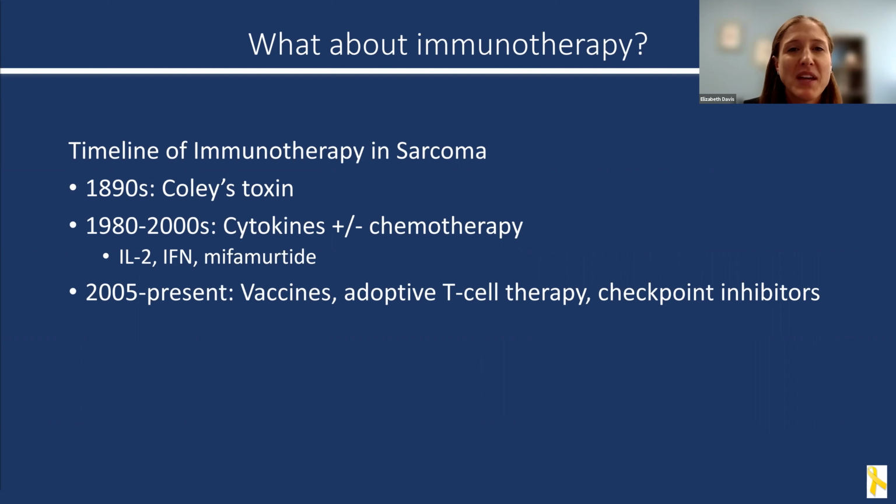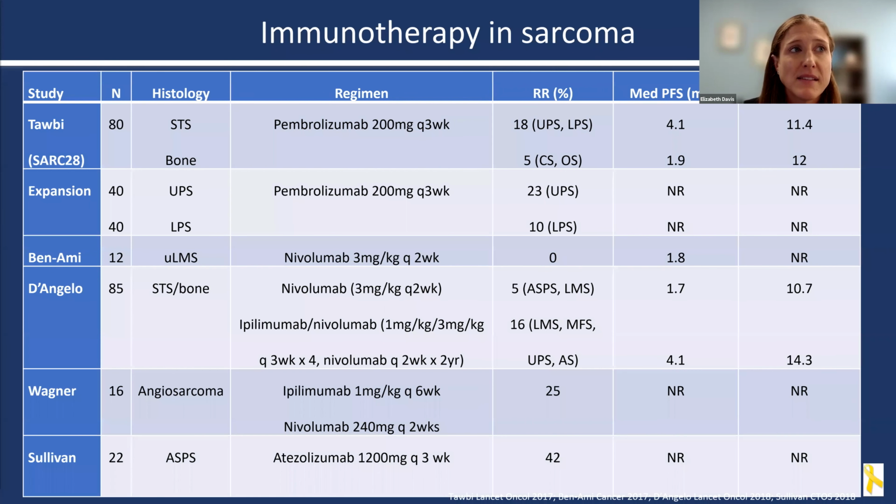If we think about the timeline of immunotherapy in sarcoma, back in the 1890s, when Coley was injecting streptococcus, he was actually injecting them into sarcoma and seeing responses, so potentially hints of efficacy of immunotherapy even 150 years ago. Cytokines plus chemotherapy have been studied with middling success. Most recently, the most promising immunotherapy in sarcoma has been adoptive T-cell therapy, and we've seen some success with checkpoint inhibitors. This is a summary of a few of the studies that have occurred.